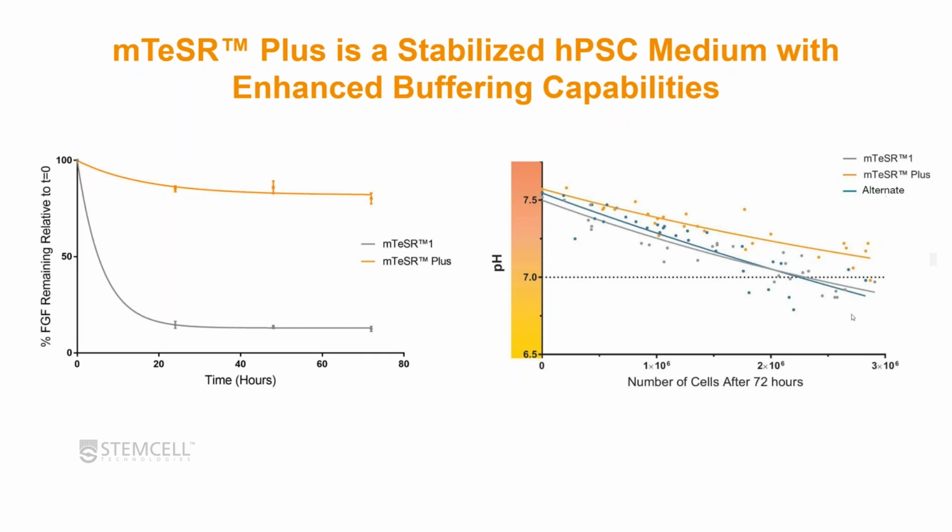Importantly, because of our enhanced buffering, compared to an alternate media and mTeSR1, which show reduced pH or acidification of the medium, especially with increasing cell numbers after 3 days, we see enhanced buffering in mTeSR Plus that's shown in this orange line.